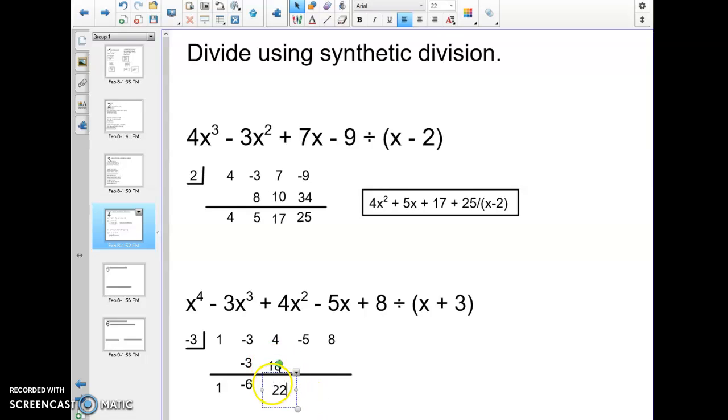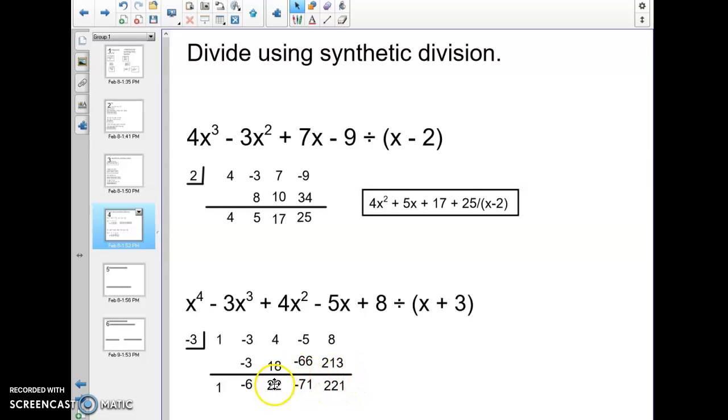18 and 4 is 22. 22 times -3 is -66. -66 and -5 is -71. -71 times -3 is 213. And 213 and 8 is 221. And keep this in mind. If I were to plug -3 in for x, I would get 221. Up here, if I were to plug 2 in for x, I would get 25. It's a great way of checking your work.